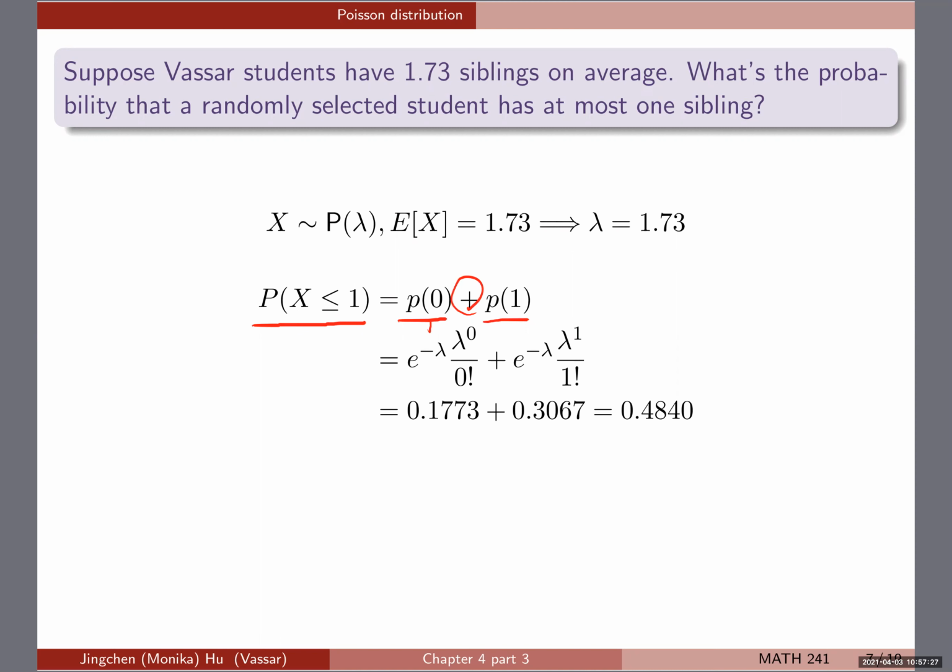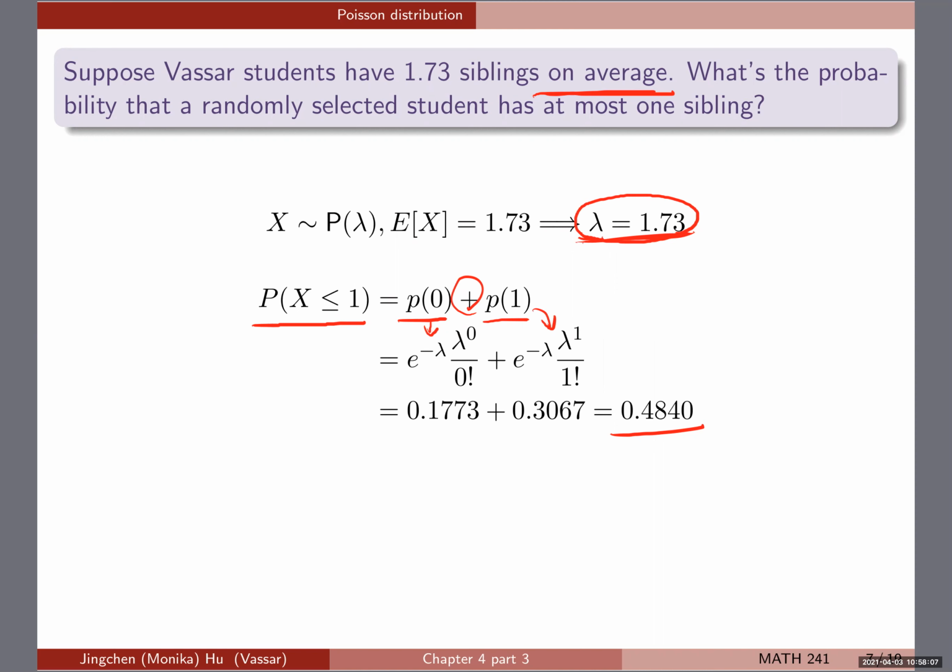Because we're using a Poisson to model it, we can bring in the Poisson PMF for the two values, x equals 0 and x equals 1, and we add them up, which is roughly 0.48. Again, we need to recognize that we are using a Poisson distribution with lambda 1.73. Remember, the mean of the Poisson distribution with parameter lambda is lambda. So if the mean is 1.73, we can say that lambda is 1.73.